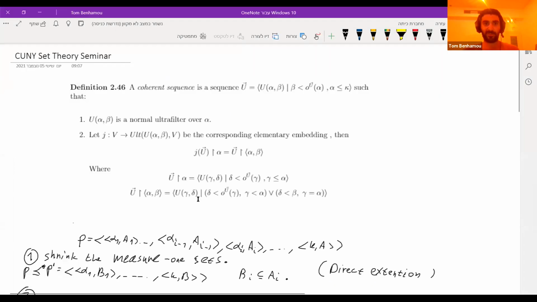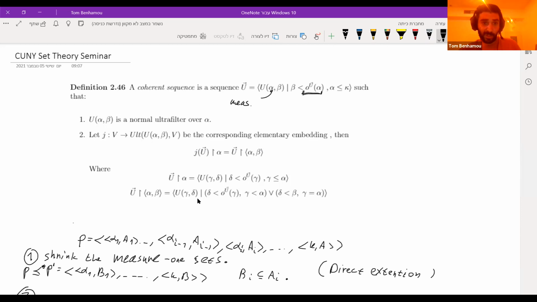So this is the definition of a coherent sequence. A coherent sequence is a sequence U which is indexed by pairs of ordinals, alpha and beta. So alpha is the measurable, and beta would be the index of the measure. Each U alpha beta is a normal measure over alpha. The number of measures you have over a given alpha is the order of alpha. We denote it by o(alpha).